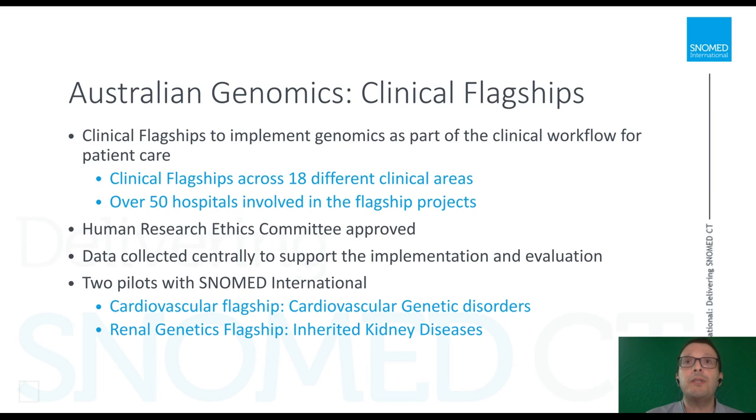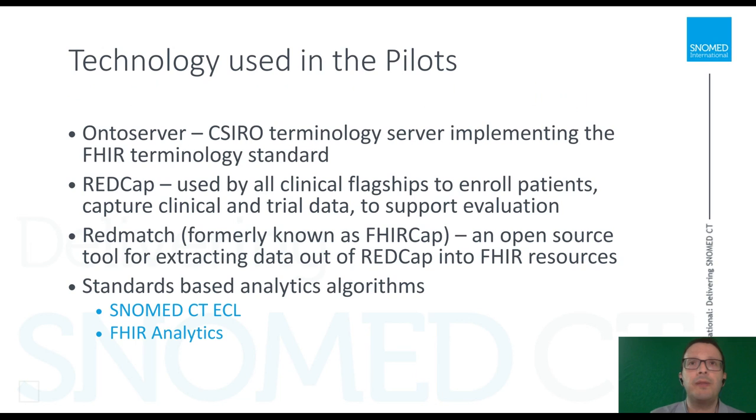So as I was mentioning before, the flagships cover, within these two main categories, 18 different clinical areas, and we have over 50 hospitals involved in these projects. These all have human ethics committees approving ethics for the entire program, and the data is collected centrally to support the implementation and the evaluation. As Ian mentioned, we have 2 pilots with SNOMED International. The first one is with the cardiovascular flagship, and the second one is with the renal genetics flagship.